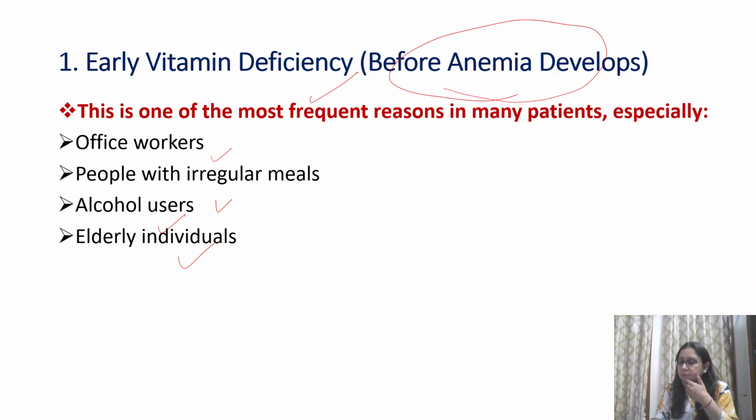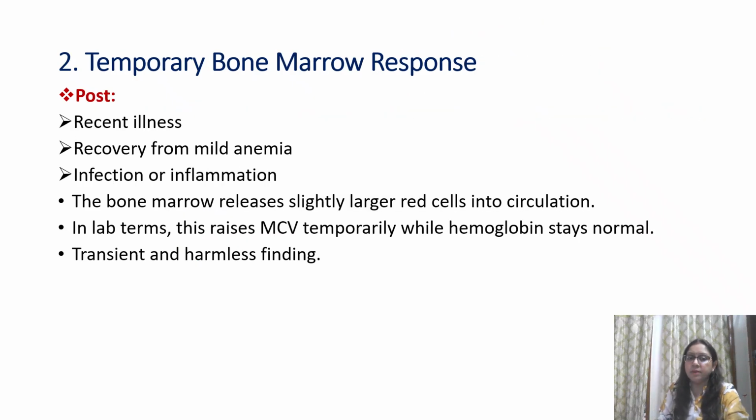So then appropriate measures can be taken. Second is temporary bone marrow response. So after any kind of illness, suppose the patient was ill for the last 2 weeks, so recent recovery from illness, recovery from mild anemia, infection or inflammation. So the bone marrow has to work under stress.